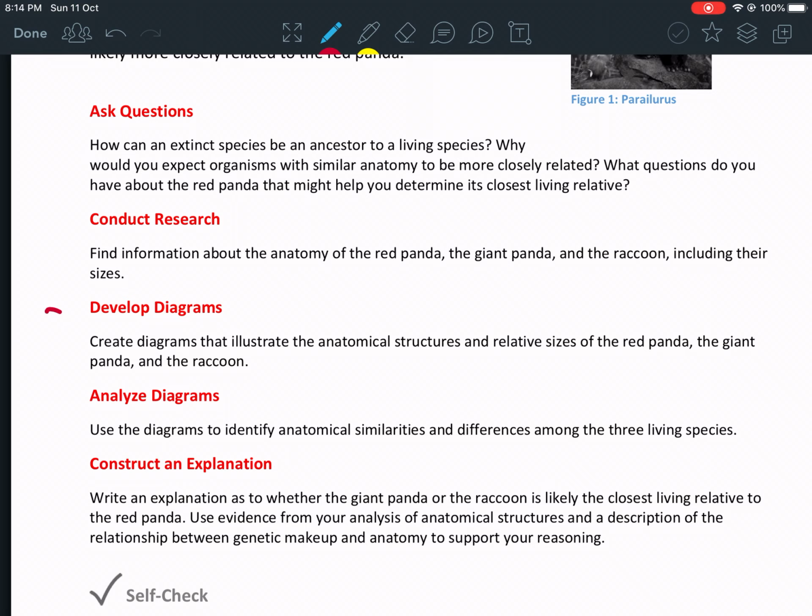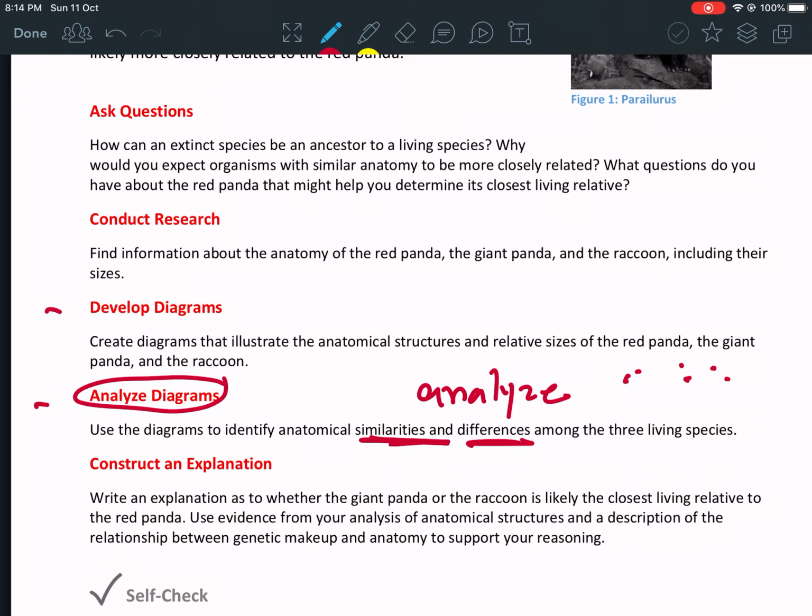So you have to draw these diagrams, and then you have to analyze the diagrams. You have to talk about them. You have to look at the diagrams and see similarities and differences and make an analysis. You have to tell me, oh, this looks like this, but this looks like this, and this looks like this.